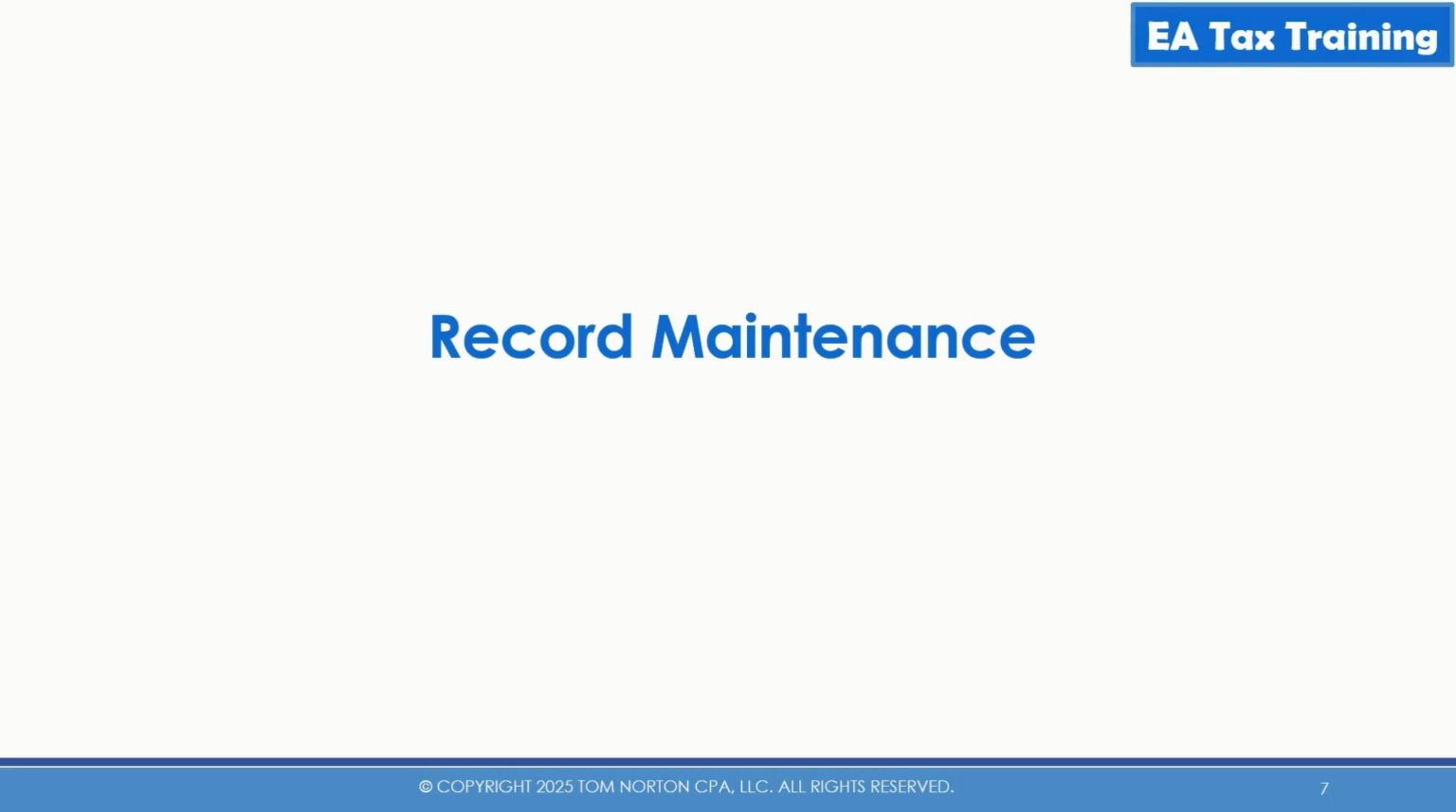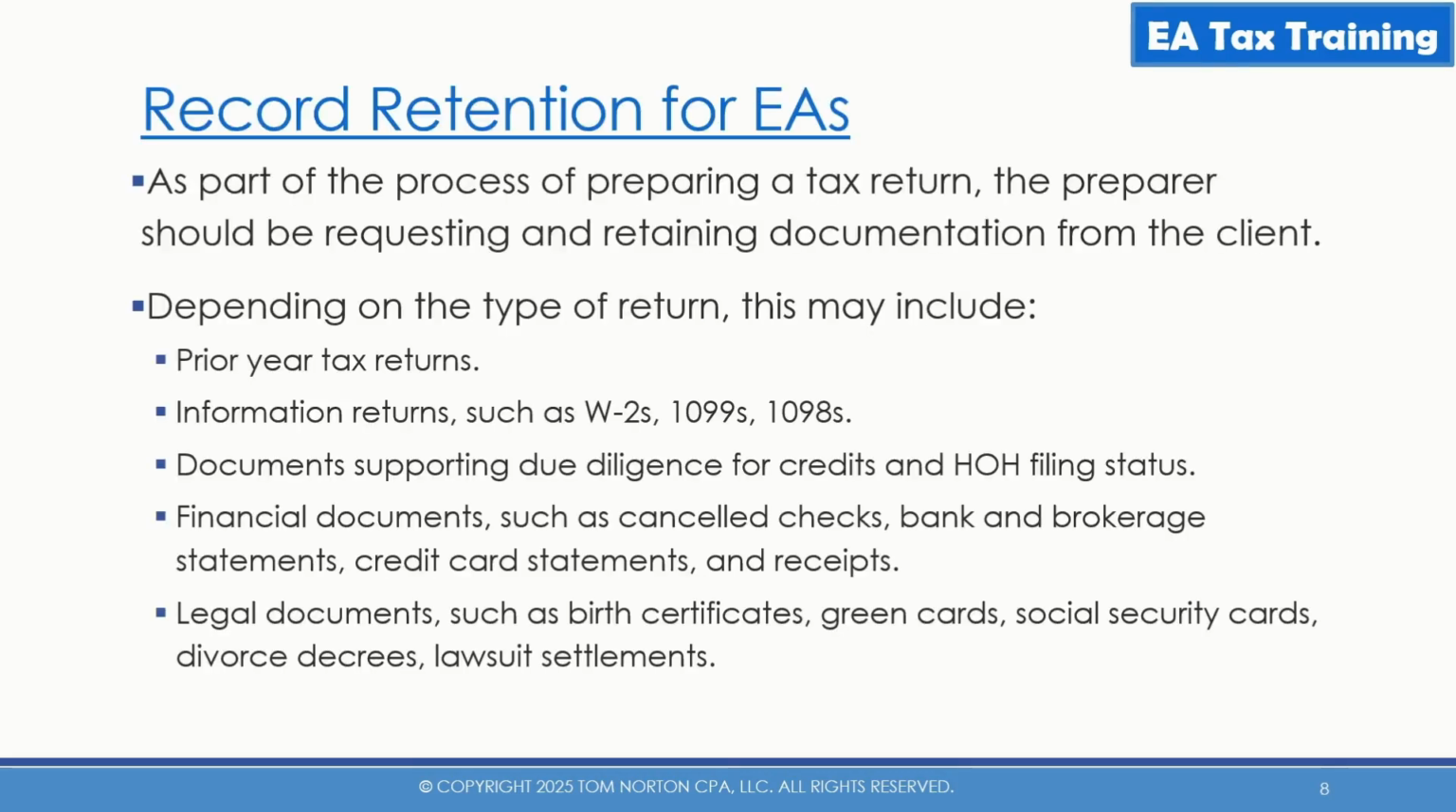Our next topic is record maintenance. Record retention for enrolled agents. Of course, as part of the process of preparing the return, you are going to be requesting and getting documentation from your client. And then you are going to want to keep copies of those things. Usually they're going to be electronic copies. They don't have to be, but usually that's what we do.